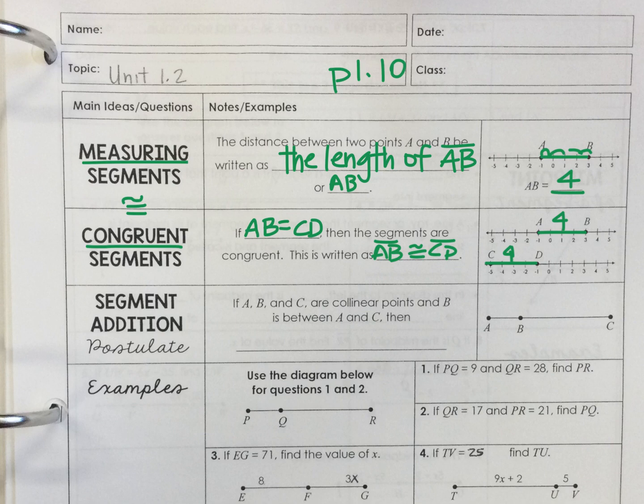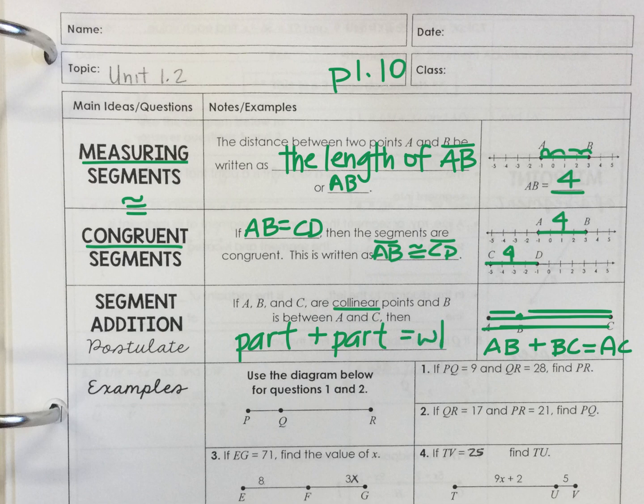If A and B and C are collinear on the same line, and point B is between A and C, that means that if I take AB and I add it, so that part, I add it to BC, to that part, I get the whole thing. So what I say is a part plus a part equals the whole. All right, so let's do some questions to practice that.